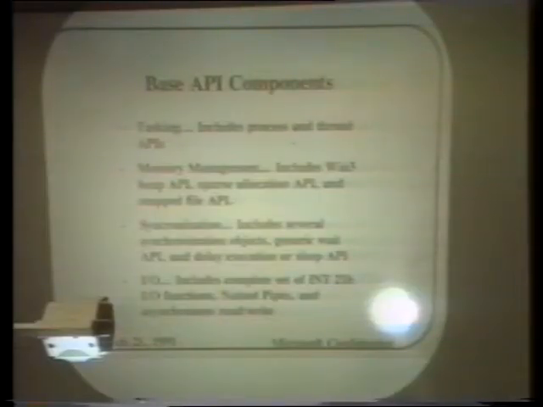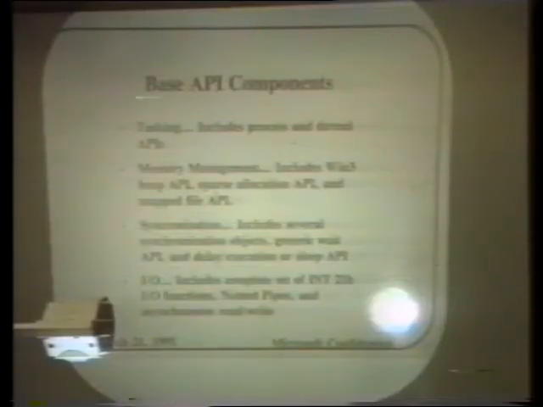The base API includes all the low-level operating system functions needed by GUI apps. It's basically all APIs not associated with window management or graphics are part of the base API. This includes tasking, process and thread APIs, memory management, synchronization, I/O, and other miscellaneous APIs, some holdovers from Win16.